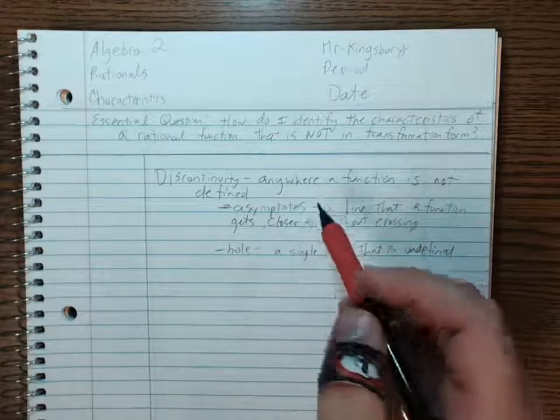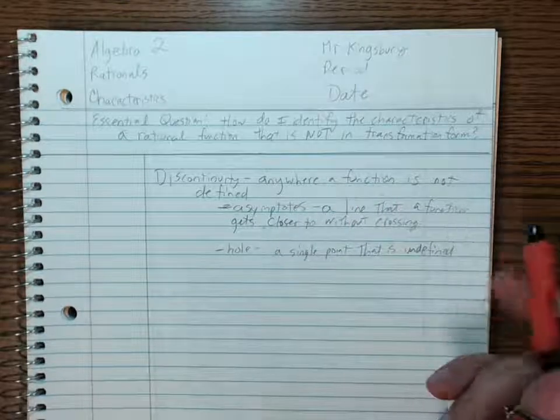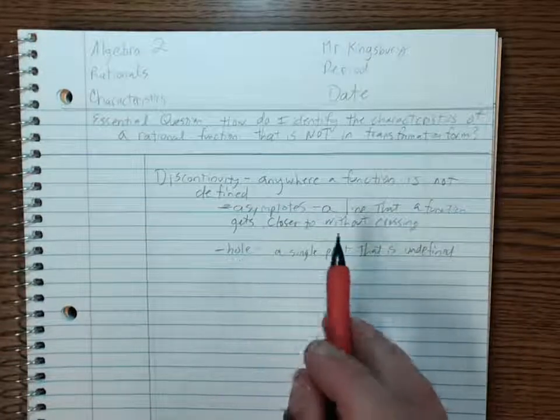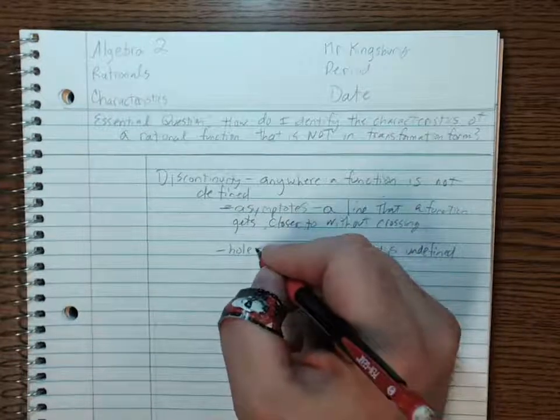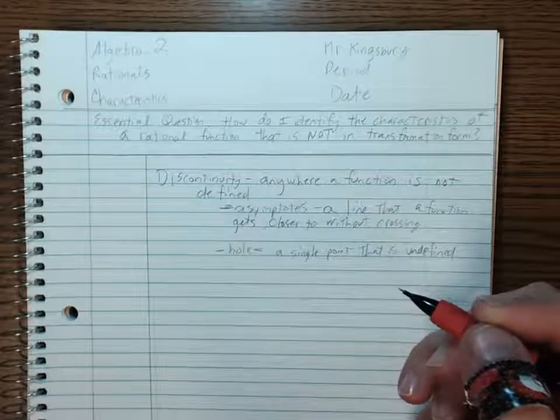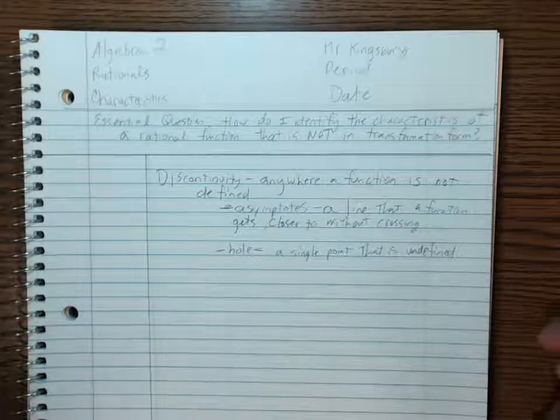So we'll be looking at those. There are actually vertical, horizontal, and slant asymptotes. We're just going to look at vertical and horizontal ones. And then holes, well, a hole is a hole. There's only one kind of hole. It's kind of interesting to see it on a graph. We're going to talk about these for a couple days in class, but I wanted to get you the different information here.